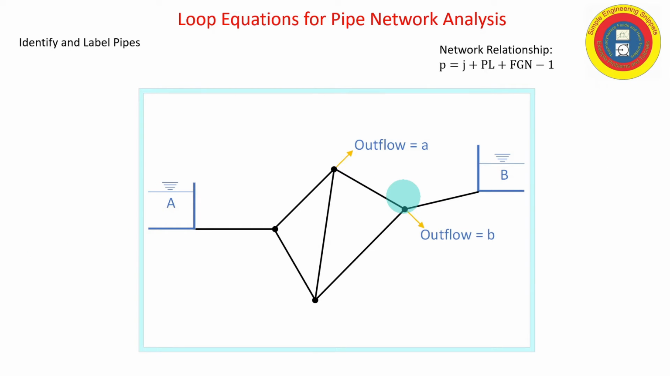Okay, so we're going to go through here and identify all the pipes, and it doesn't really matter how you do that, so I'm just going to march around and label them. So pipe 1, 2, 3, 4, 5, 6, 7. So we have 7 unknowns. So my unknowns are Q1, Q2, all the way up to Q7. So those are our unknowns.